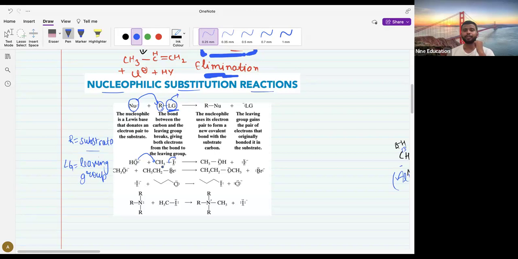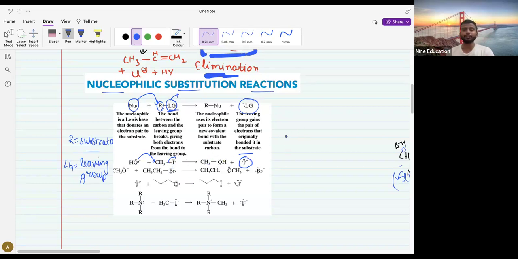One nucleophile is removing the other nucleophile. This nucleophile will make a bond with R, and the leaving group will leave with its own pair of electrons, going as I minus. OH minus will come, attack the carbon, and I minus will go. So CH3I, iodomethane, is converted to methanol, CH3OH.